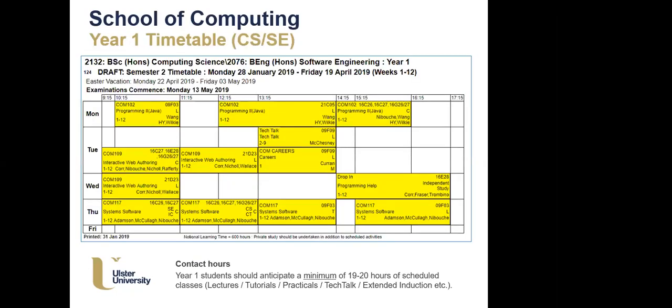It's always interesting to look at a timetable, and I've just grabbed a fairly random timetable here. This was semester 2, actually from last year's academic year. It wouldn't be very different from the timetable from this academic year. A few things to point out. In this version of the timetable, there were no classes scheduled for Friday.